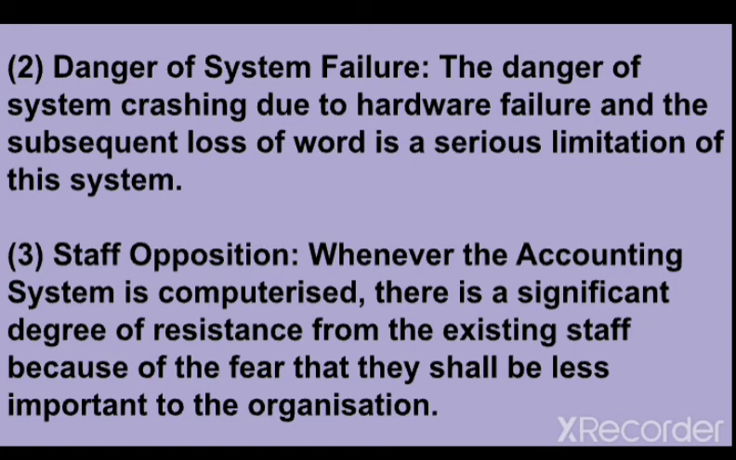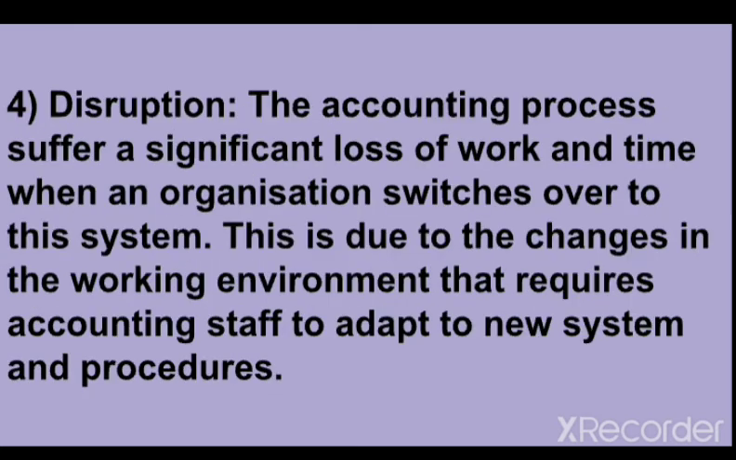Next, there can be staff opposition also. Whenever the accounting system is computerized, there is a significant degree of resistance from the existing staff because of the fear that they will be less important to the organization. So the existing staff can oppose this system, and there is a disruption: the accounting process suffers a significant loss of work and time when an organization switches over to this system. This is due to changes in the working environment that require accounting staff to adapt to new systems and procedures. So there will be a disturbance in adopting this system in the organization.